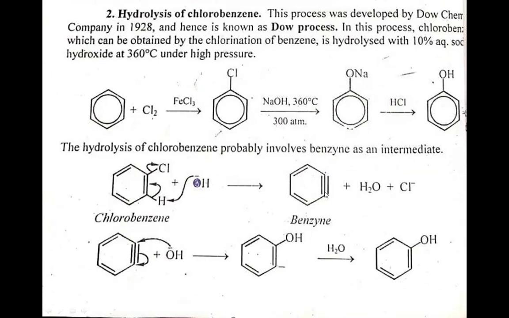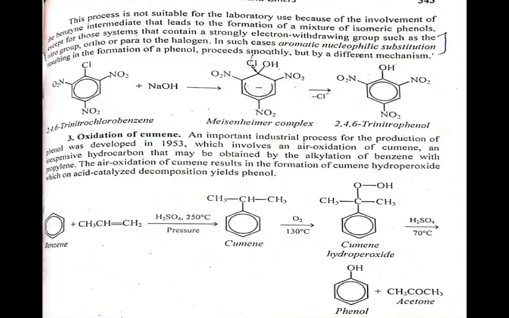And in some cases, ortho and para products may be formed. So it's not a suitable method when a group is already present on the benzene ring and we want to form a phenol from it. It can only be used when there is no group already present on the benzene ring. This is a good method for the preparation of phenols when there is a strong electron withdrawing group already present on the benzene ring. Electron withdrawing groups are those groups which attract electrons towards themselves from the benzene ring.